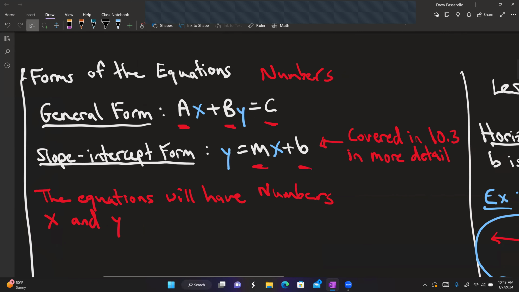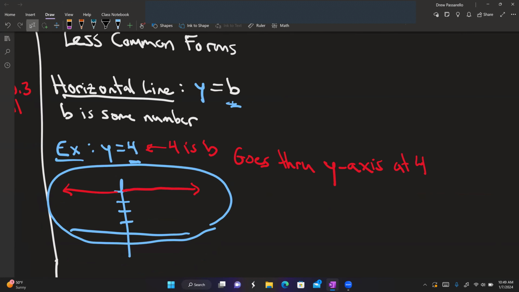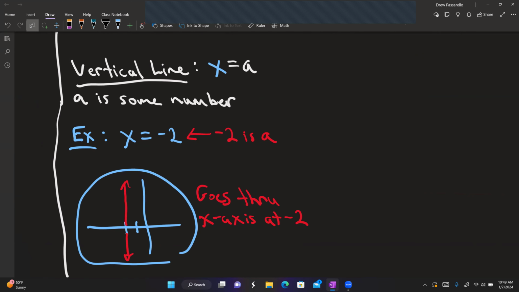Less common forms, we have the horizontal line, y equals b, or y equals some number. It crosses the y-axis at whatever b is, and as a particular example, I did y equals 4. It's a horizontal line. That red line crosses the y-axis at 4. Vertical line is always x equals a or x equals some number, and in this example I did x equals -2, and it crosses the x-axis at -2. So have those forms written down somewhere in your notes. We're going to be referring to those throughout the course.